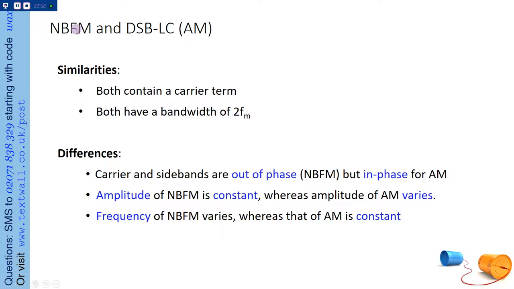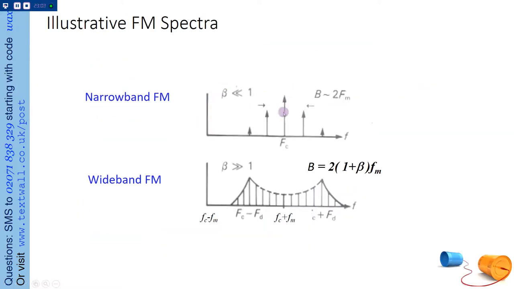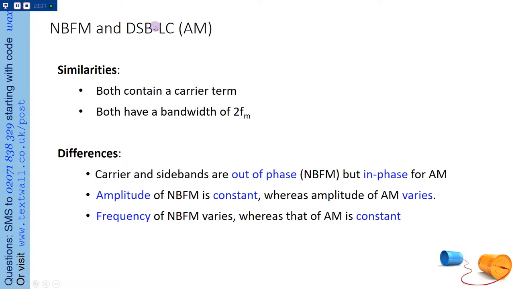Okay, so narrowband FM, that's where beta is much less than 1, small value of beta. How is that different from DSB? Well, remember the spectrum we just looked at? There's a carrier term. So it's similar to DSB with a carrier, DSB-FC or DSB-LC or simply AM. They both contain a carrier term. They both contain an upper sideband and a lower sideband. They both have a bandwidth of approximately 2 FM. The difference is that the sidebands for narrowband FM are out of phase. Don't worry about proving that. It's not important to know why or how. What's important is that the amplitude of FM is constant and the amplitude of AM changes, whereas the frequency of AM is constant and the frequency of FM changes.